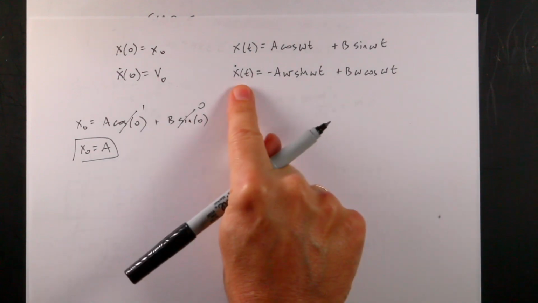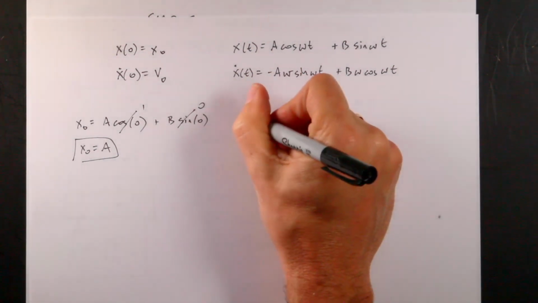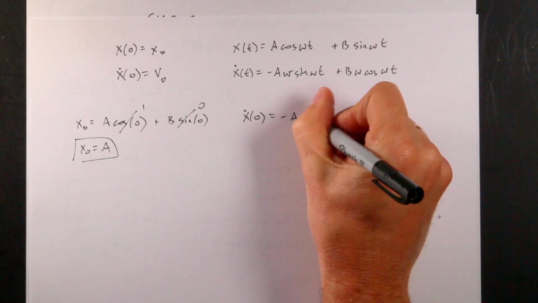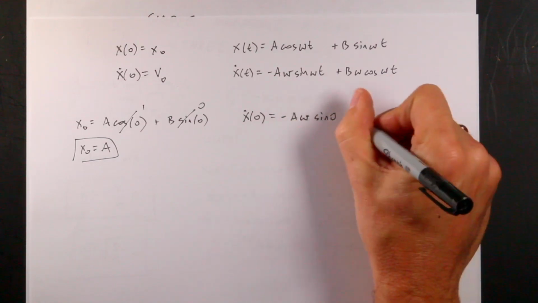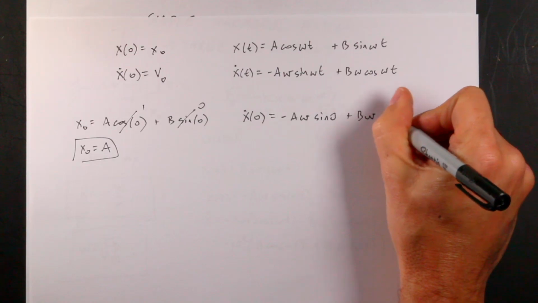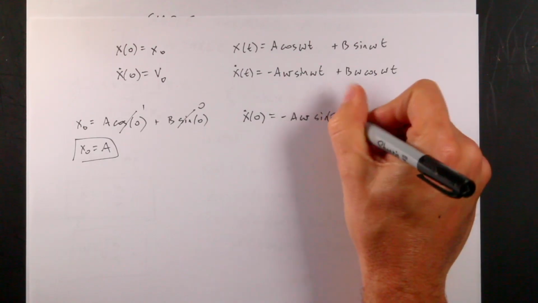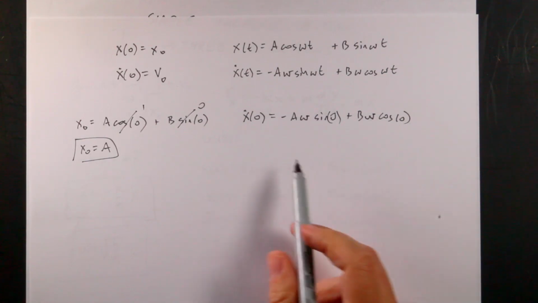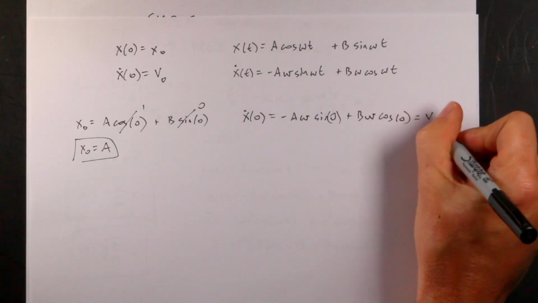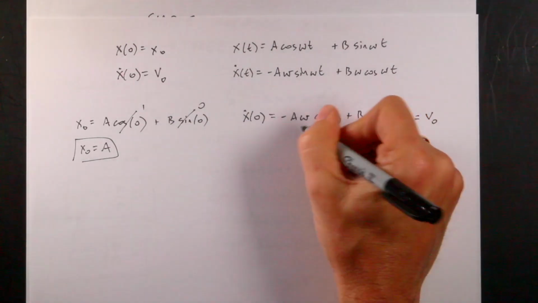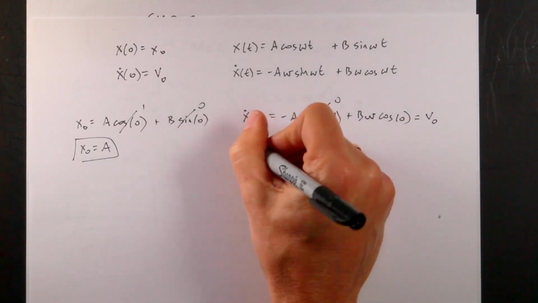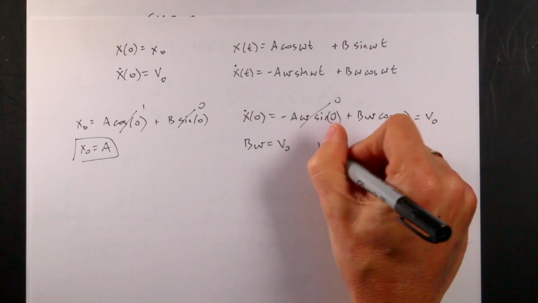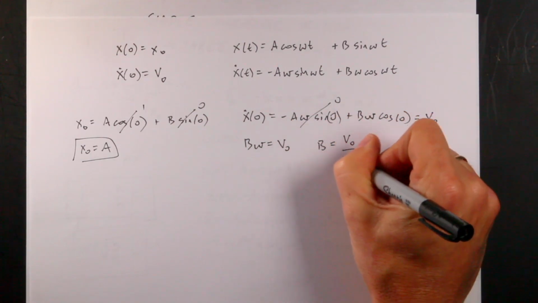Okay, so now let's look at the other situation over here, x dot of 0. X dot 0 is going to be negative a omega sine of 0 plus b omega cosine of 0. I'll put parentheses around that. If I don't put parentheses around the 0, it looks like sino and coso, just so you know. And that's going to be equal to v0. So here, that term is 0. And that term's 1, so I get b omega equals v0, and b equals v0 over omega.